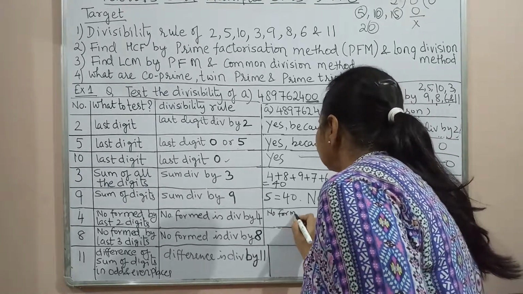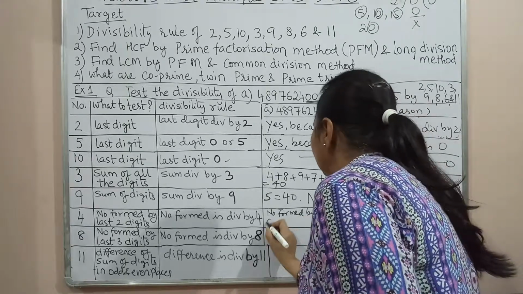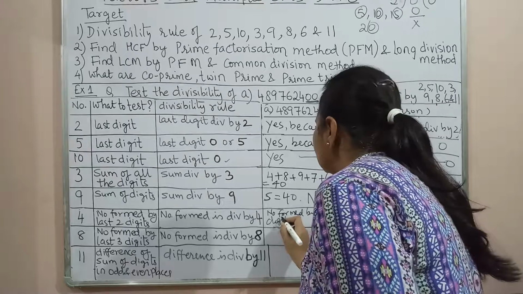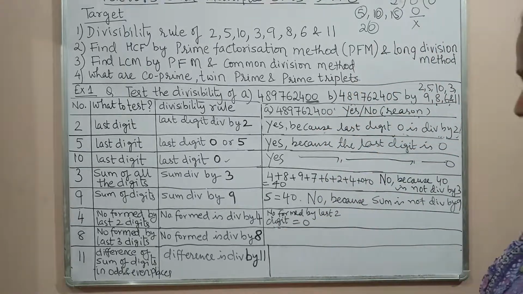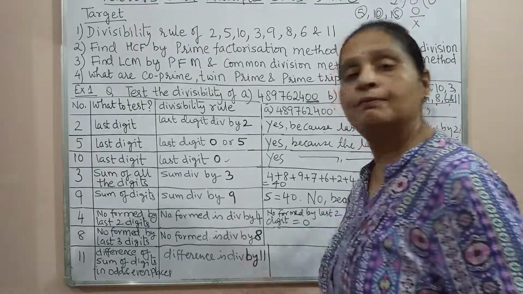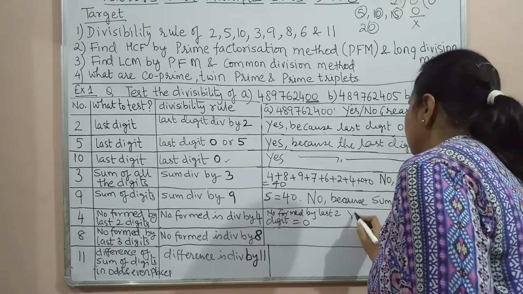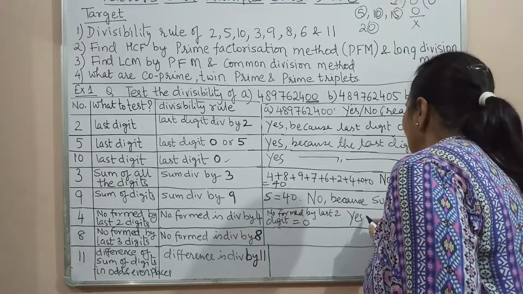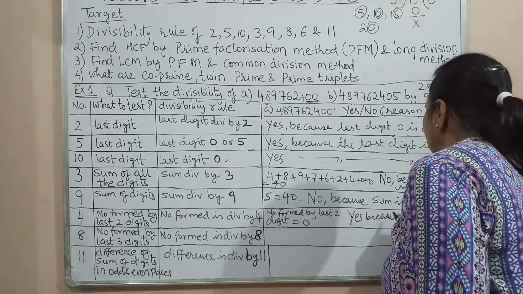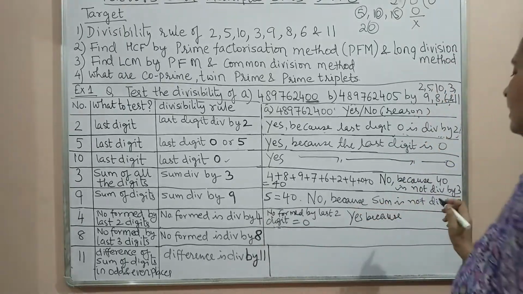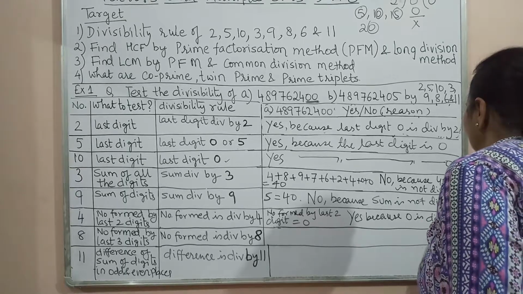by last 2 digits is how much? It is 0. So now we have to check: is the number formed by the last 2 digits divisible by 4? Yes, the number is divisible. Yes, because 0 is divisible by 4.